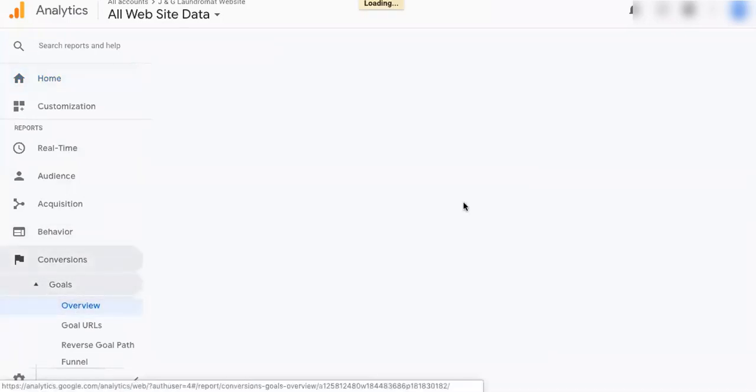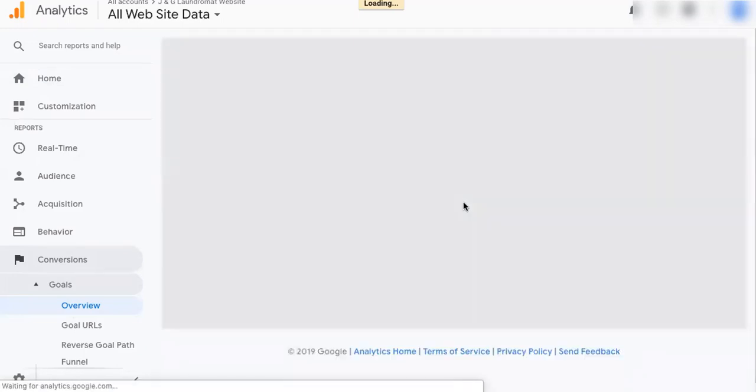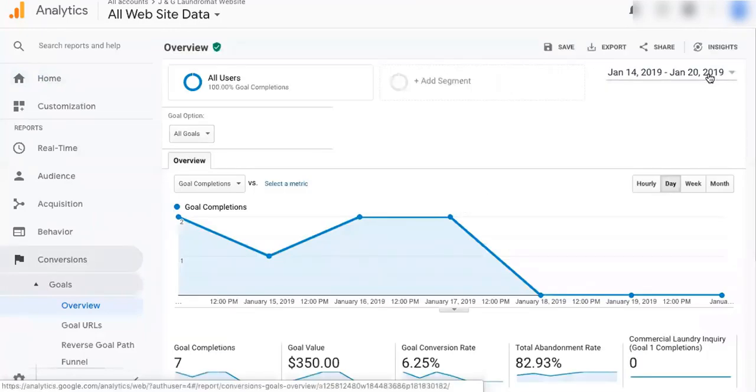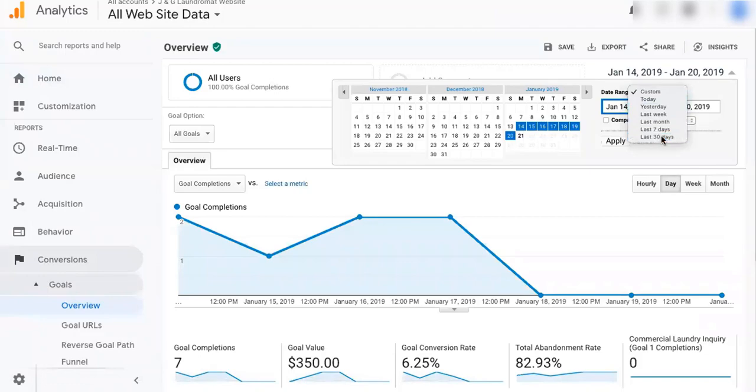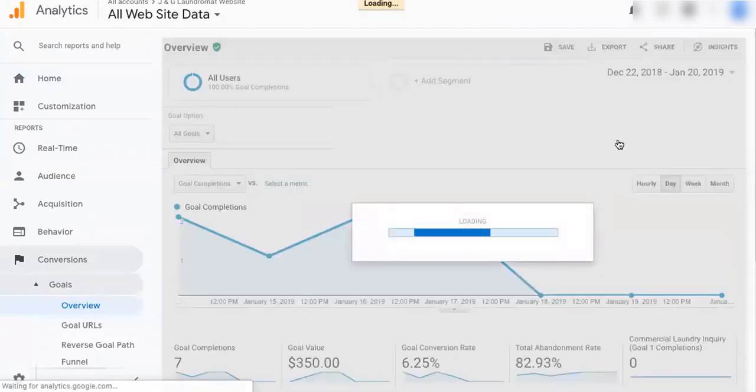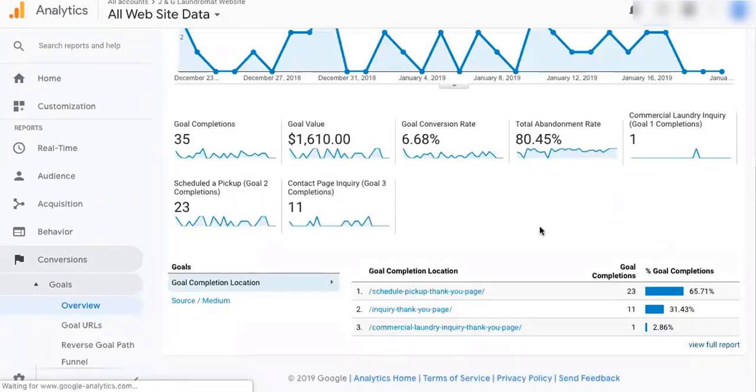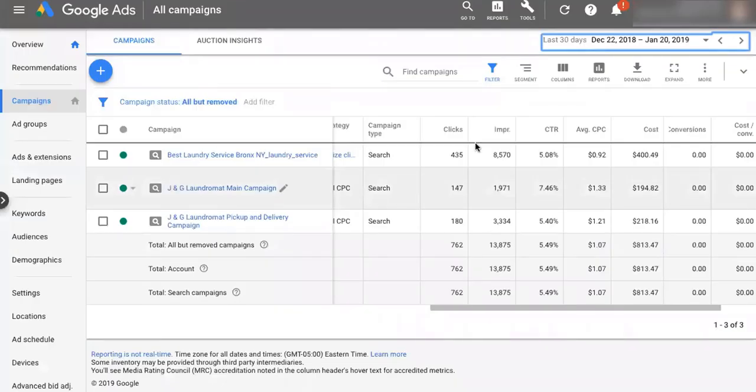Let me just show you real quick. What is a conversion for them? A form fill or a phone call or both? A form fill. Let's say schedule a pickup, to get your laundry washed or whatever the case is. So let's say we do here, last 30 days, apply, and then here, for example, schedule a pickup thank you page, there were 23. Right, but you don't know how many of those came through via Google Ads. Exactly. So what you can do is link the analytics page with this Google AdWords account.